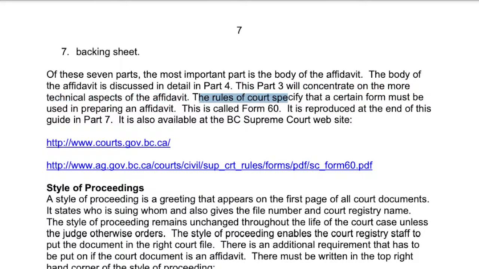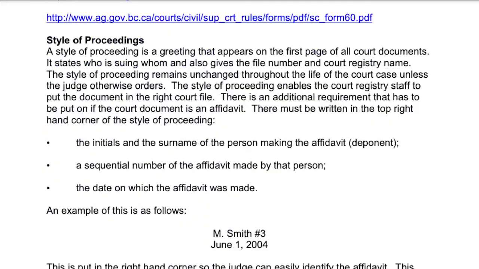The rules of court specify that a certain form must be used in preparing an affidavit. The rules of court in British Columbia use Form 60. It is reproduced at the end of this guide in Part 7. It is also available at their website.